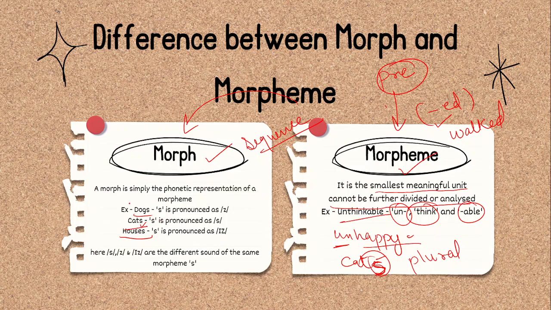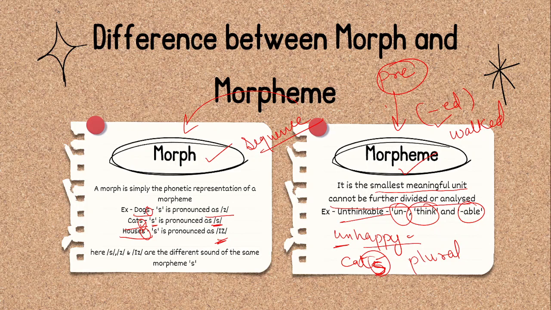Sometimes when we add s, it is pronounced differently. For example, in dogs, s is pronounced as z, correct? In cats, this sound is used as s. In houses, when we say houses, it is used as iz. So these morphs are added at the end of the same morpheme but with different phonemes. So this is how morph and morphemes are different.